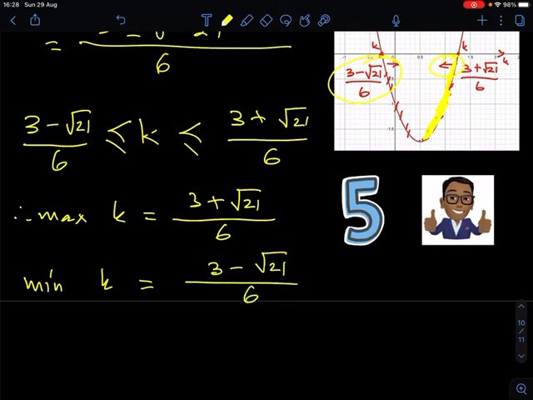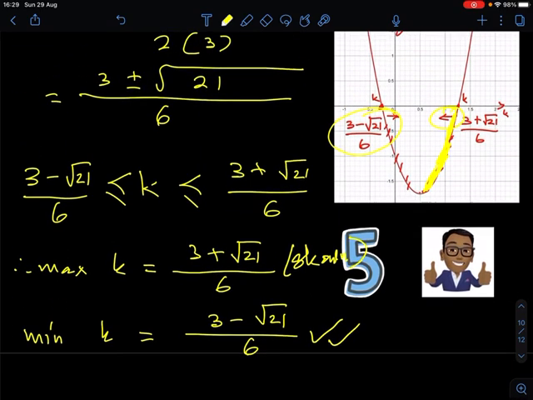We are required to show this, and it is shown already. Well done. And the minimum also we have found. We found the value. Simple. So this question is very interesting because it involves a lot of knowledge that you have learned before, and you have to combine everything into one beautiful question.